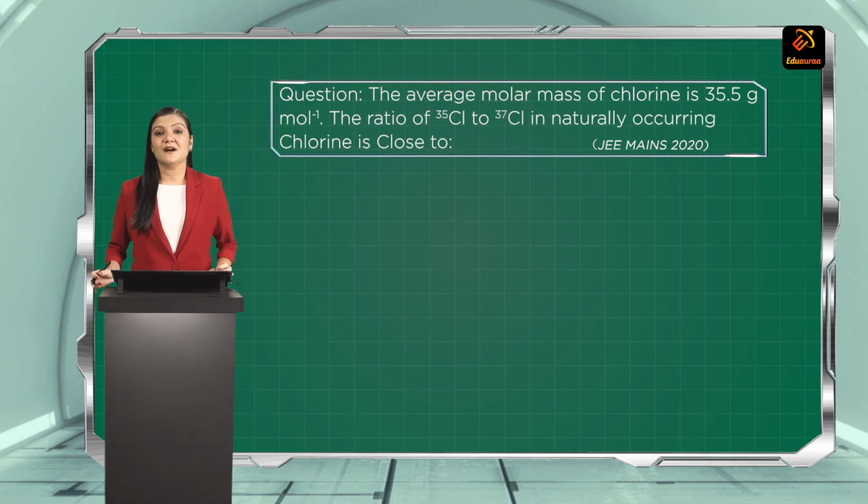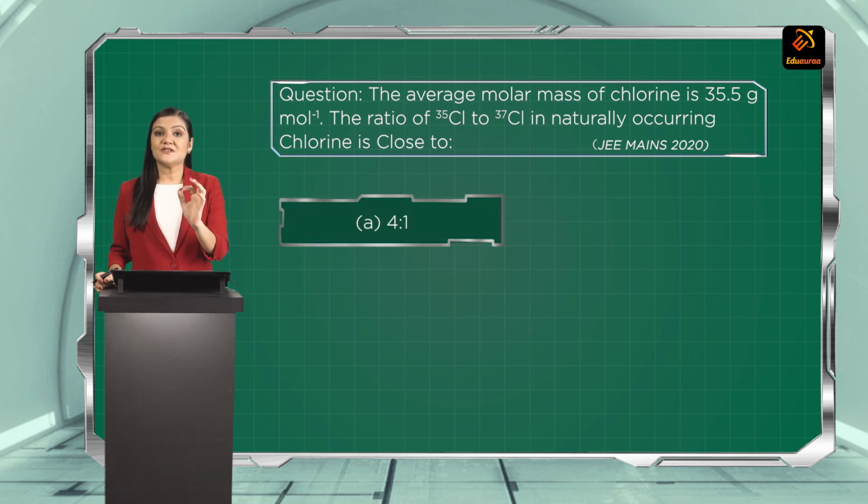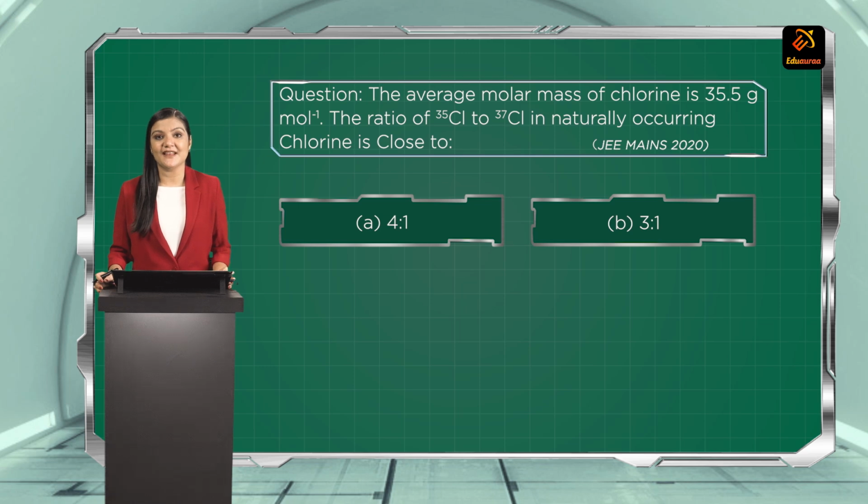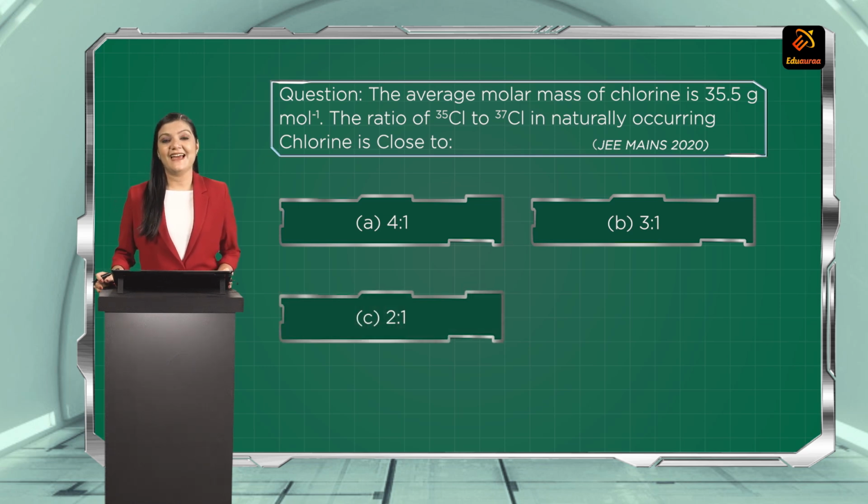Let's see the next question, and the question is: average molar mass of chlorine is 35.5 gram mole inverse. The ratio of chlorine 35 to chlorine 37 in naturally occurring chlorine is close to. So we have to find out the ratio of isotopes of chlorine, and the ratio is option A 4:1, option B 3:1, option C 2:1, and option D 1:1. Students, this question was asked in JEE Mains 2020.